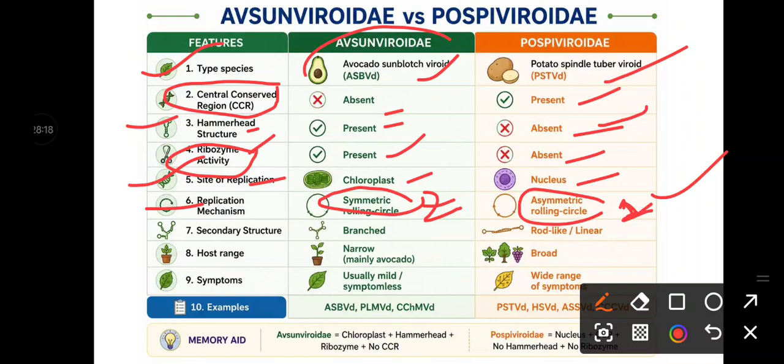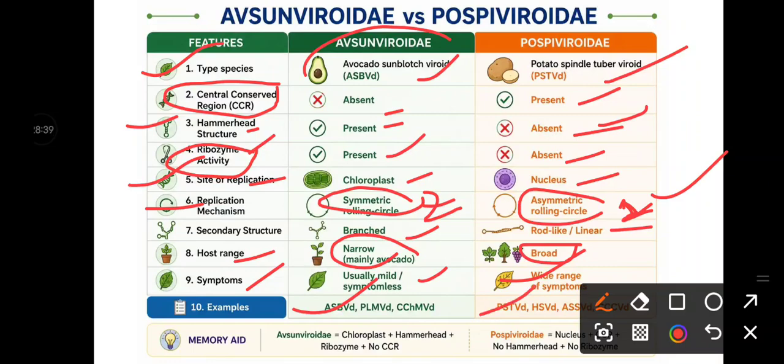Then the secondary structure: it is highly branched, but this is rod-like linear type. Then host range: this is narrow, and this one for the possibility is broad. Then symptoms: usually for Apson viroid it is mild or symptomless, but a wide range of symptoms are produced by possibility. These are the examples.